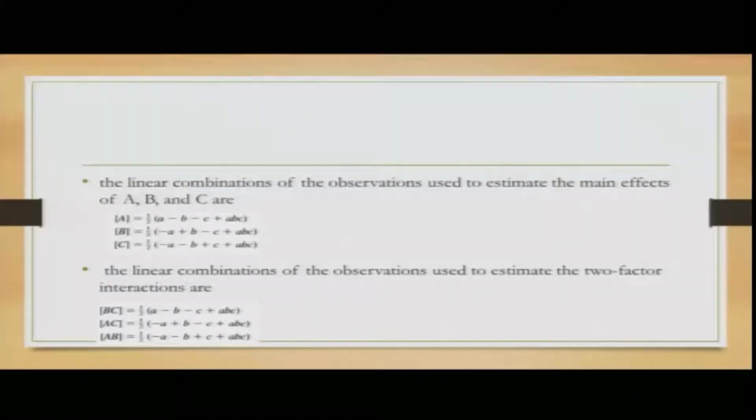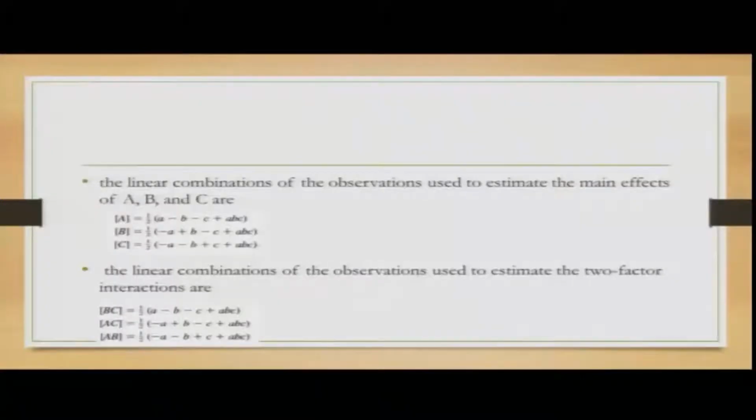So, the linear combinations of the observations used to estimate the main effects of ABC would come out like this. It will be a combination for A, for only A we want to find out. So, A has an effect on itself, yes. A has an effect on B, no. So, it is minus B. A does not have an effect of C, which is minus C, and once we find out the effect of ABC, it will be positive because A has an effect on ABC combined. When I find the effects of B, it will be minus A plus B minus C plus ABC. When I try to find the effect of C, it will be minus A minus B plus C plus ABC.